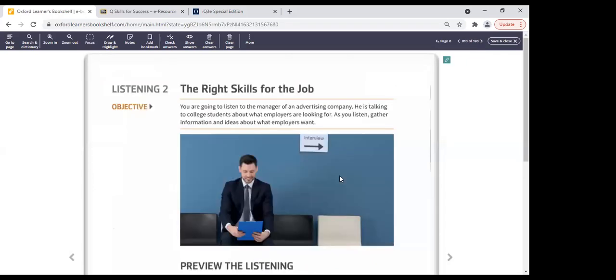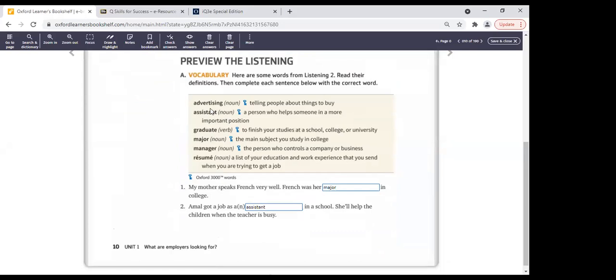We looked at the vocab though. So we looked at the words. We had advertising, which is telling people about something. Assistant, a person who helps someone else. Graduate: the verb graduate is to finish your studies. Also, graduate is a noun, the person who finished studying. Major is the main subject that you study. Manager is the person in control of the company. And resume is the same as your CV.